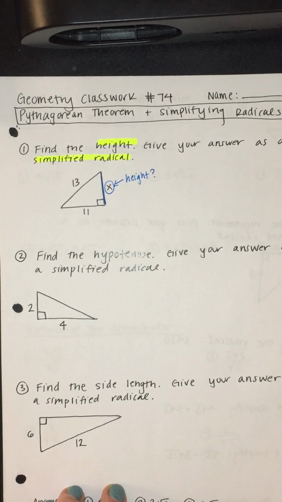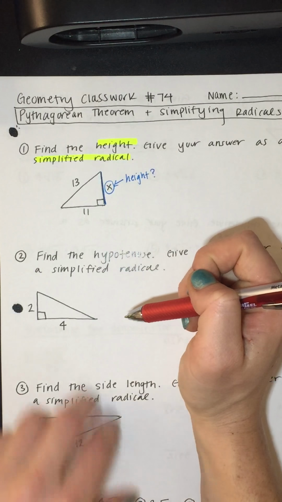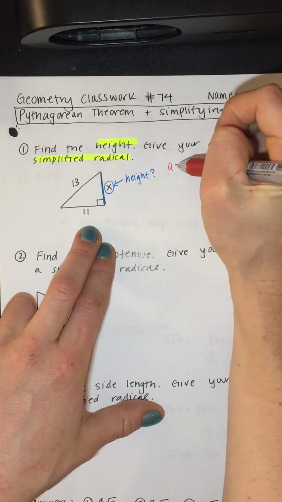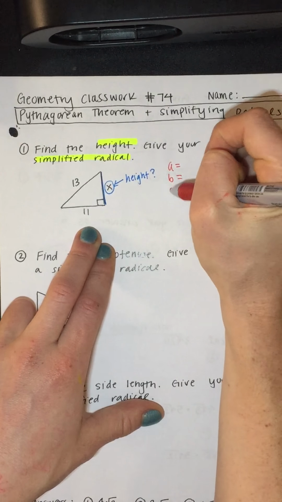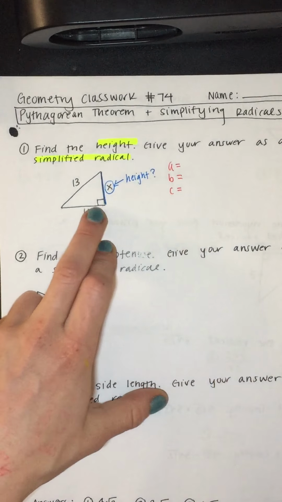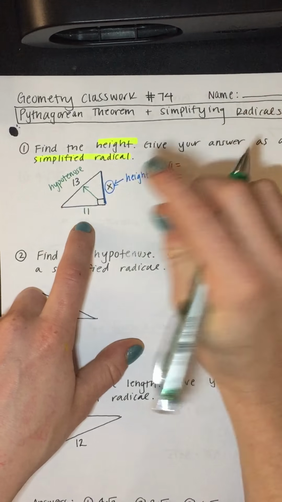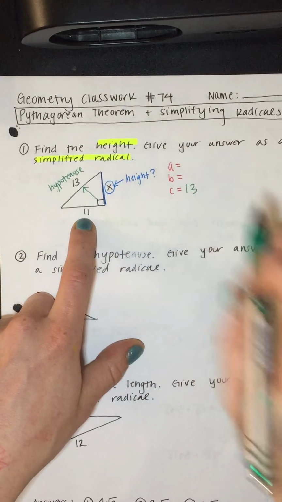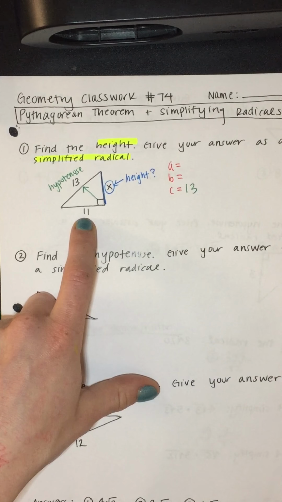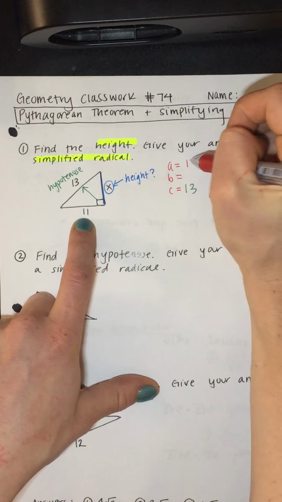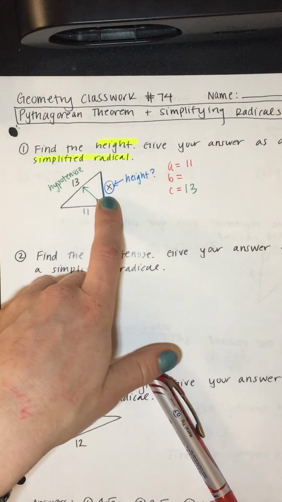The way that I am going to do this is the Pythagorean theorem. Why? Because I have a right triangle, I have A, I have B, and here is the hypotenuse. So what I'm going to do first is write A equals, B equals, C equals. Since this is the right angle, this here is the hypotenuse. So this is my C, which is 13. And then the other two are going to be my A and my B. It doesn't matter which one goes with which. So I'll say that this is 11 and B is X.